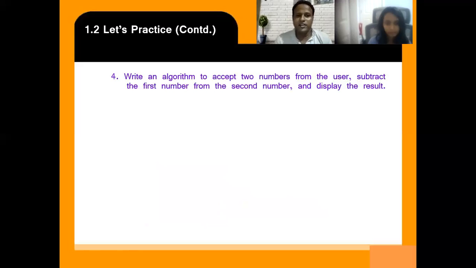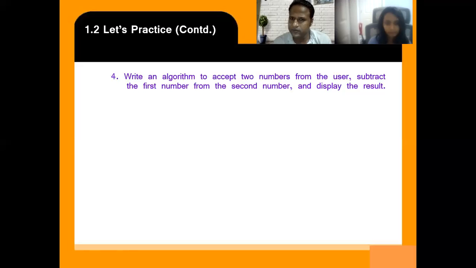Next exercise: write an algorithm to accept two numbers from the user, subtract the first number from the second number, and display the result. So once again, can I read the instructions once again? Write an algorithm to accept two numbers from the user, subtract the first number from the second number, and display the result. Okay, first we put start algorithm.